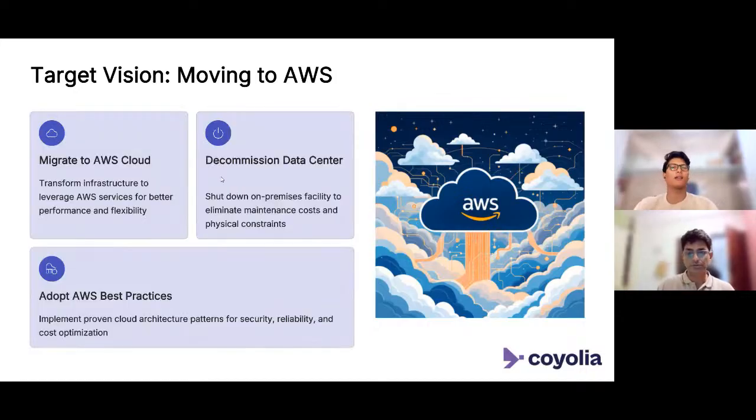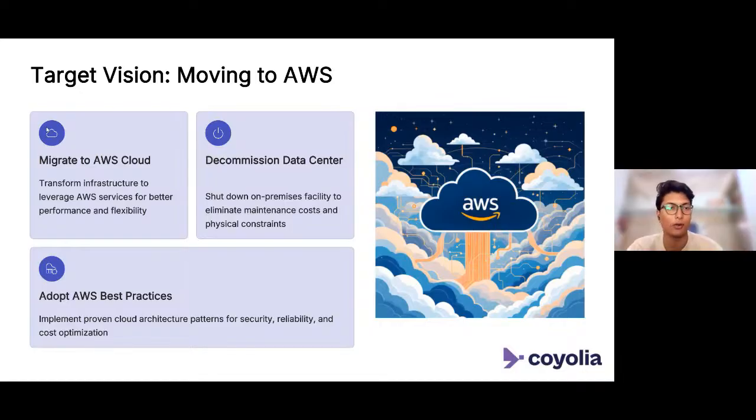So they have a plan, or say an option. They're keeping AWS as an option: they want to migrate to the AWS cloud, decommission their own data center, and adopt AWS best practices. Sometimes you have to re-platform your services for the customer, and sometimes this takes a longer period of time. So AWS helps you in that.